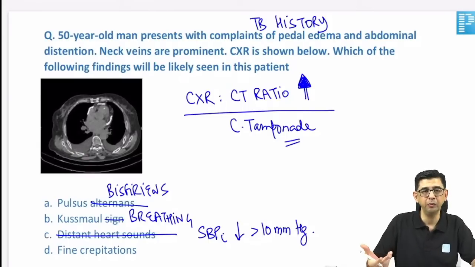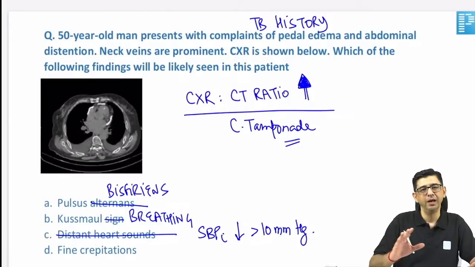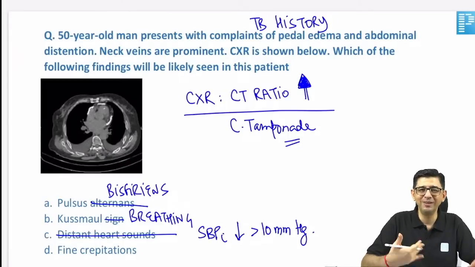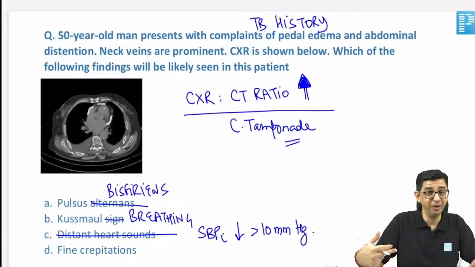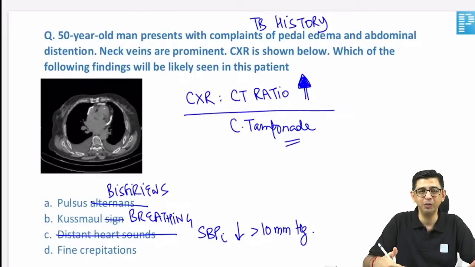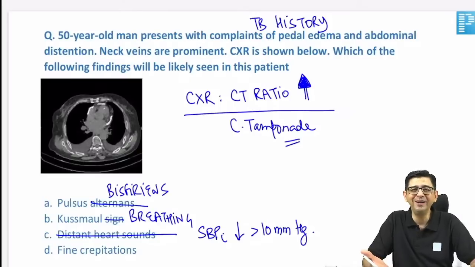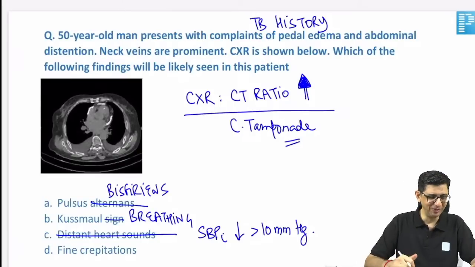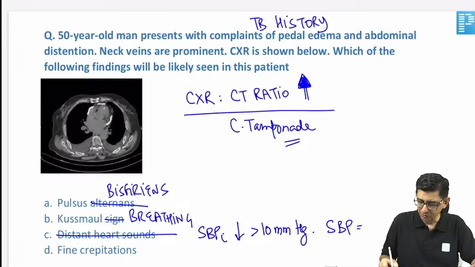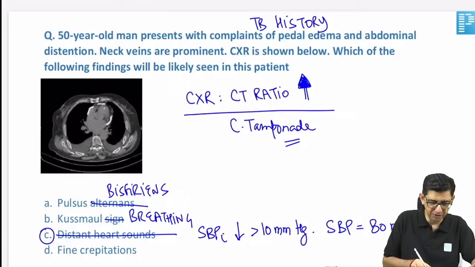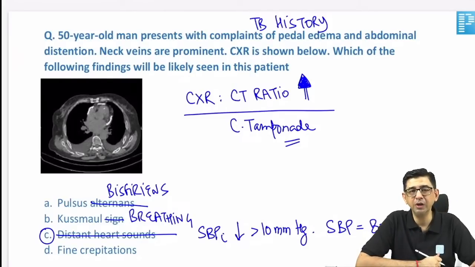The second option is about Kussmaul breathing, and we are narrowing down the options very correctly. I thought it was constrictive pericarditis, but then it is not Kussmaul sign, it is Kussmaul breathing. And since it is cardiac tamponade, they are just playing with the mind. In this particular question, the blood pressure of the patient is on the lower side. So hypotension would be a manifestation. The correct answer for this one is option C.